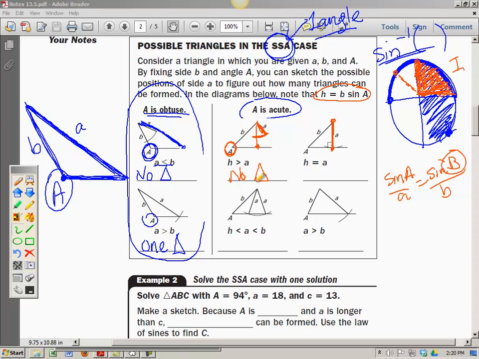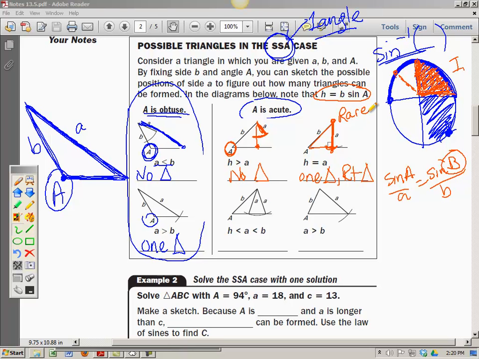All right? If H is the exact same thing as A, then we make one triangle, and that triangle is a right triangle. If H is exactly the same as the given length A, then we know that this is exactly a right triangle. These are very rare.